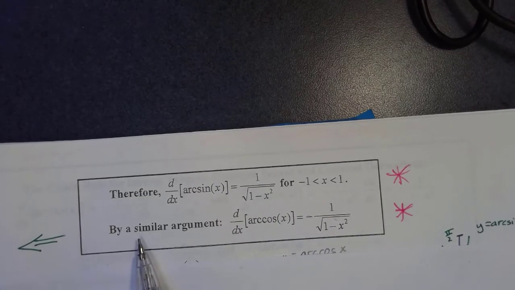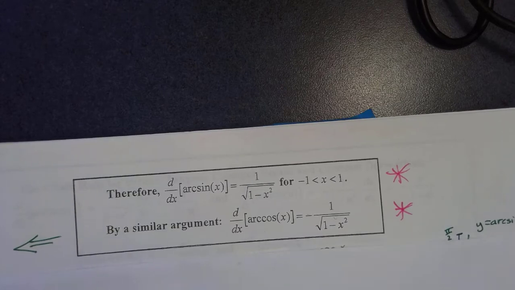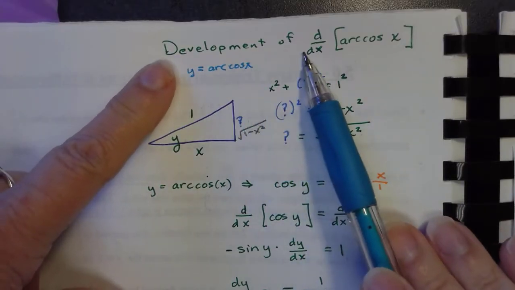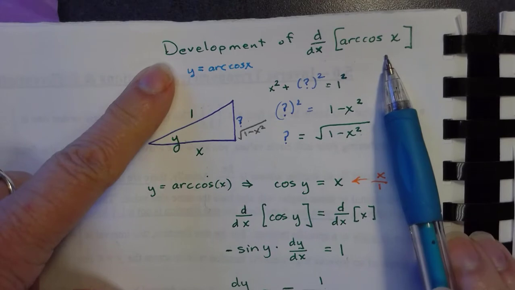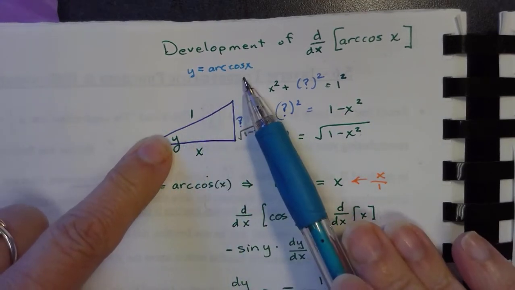By a similar argument, the derivative with respect to x of arc cosine is the opposite of 1 over the square root of 1 minus x squared. Here is how we do it. The development of the derivative with respect to x of arc cosine x. We're going to draw our triangle. y is the angle whose cosine is x.